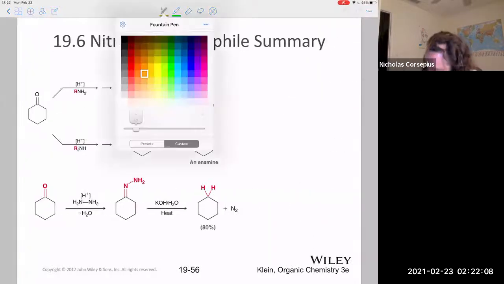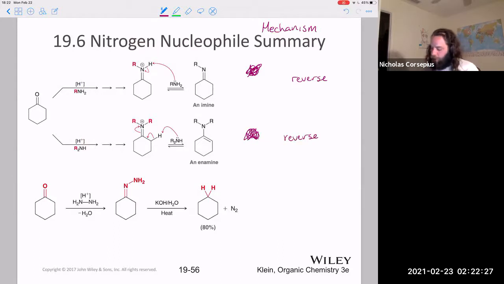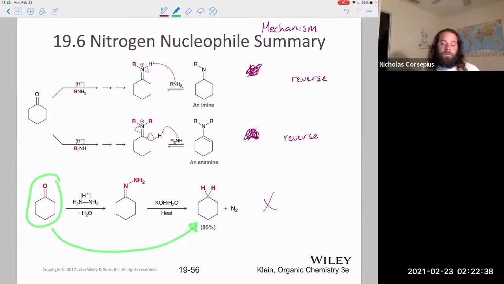All right, so just to summarize here. So again, the question always, do we have to know a mechanism? Yes, for the formation of imines, as well as enamines, and even the reverse direction as well. You do not have to worry about it for this reduction reaction. The whole point of that was, again, we have a way to go from ketone or aldehyde fully reduced to an alkane.